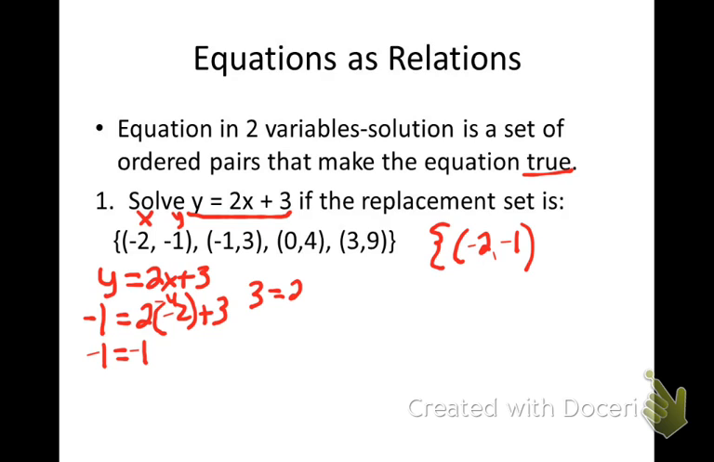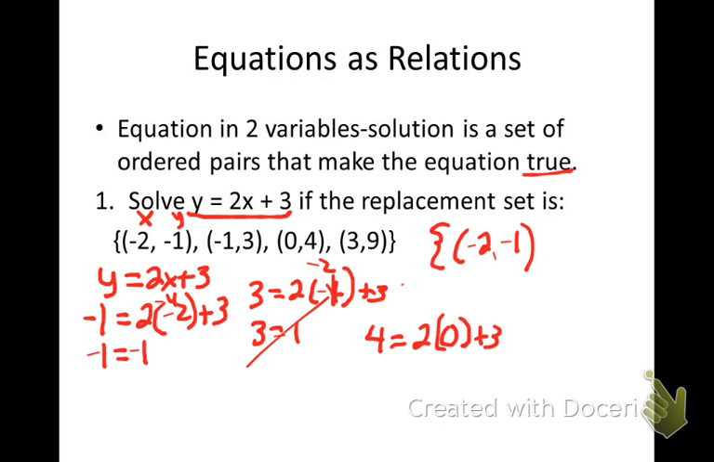So now you just take the next one. 3 equals 2 times negative 1, plus 3. 2 times negative 1 is negative 2, plus 3 would be 1. Does 3 equal 1? No, so that's not a solution. So now I'm going to try 0, 4. y is 4 equals 2 times, what's my x? 0, plus 3. 2 times 0 is 0, 0 plus 3 would be 3. So does 4 equal 3?